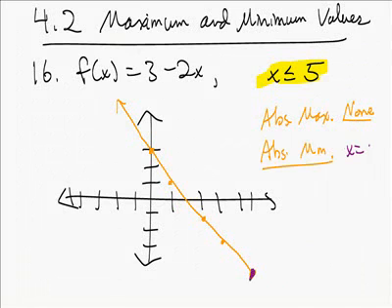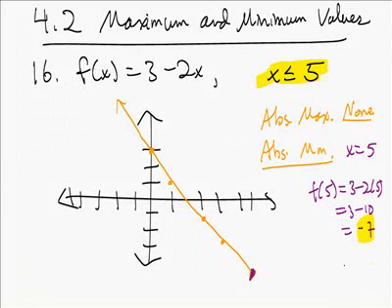It's where x equals 5, and you can see that f of 5 is equal to 3 minus 2 times 5, which is 3 minus 10, which is negative 7. So the absolute minimum value is this right here. Negative 7 is the absolute min value. Now, what about local max or local mins?